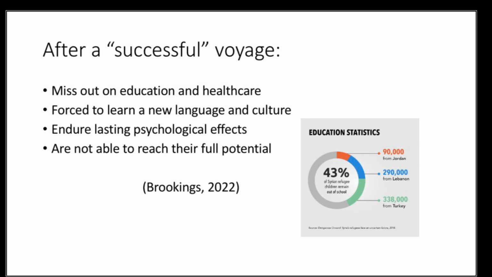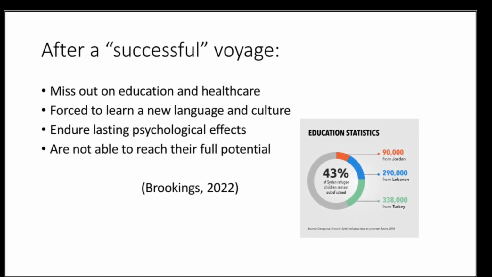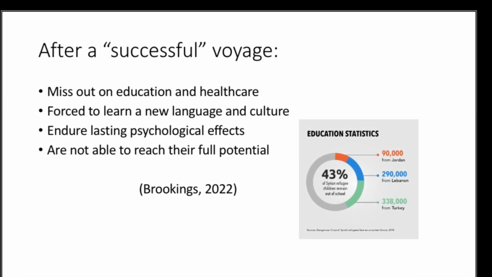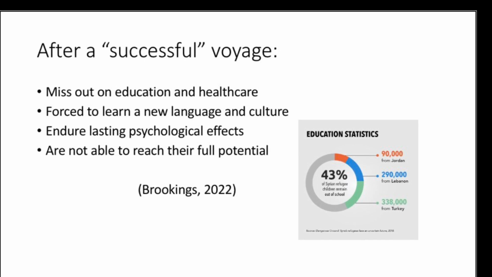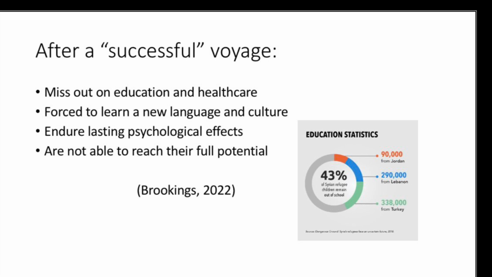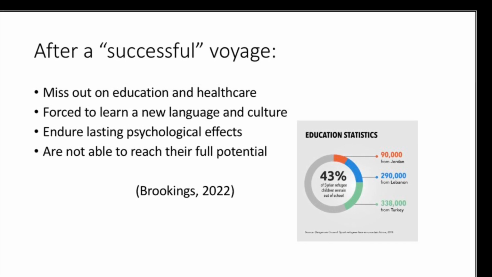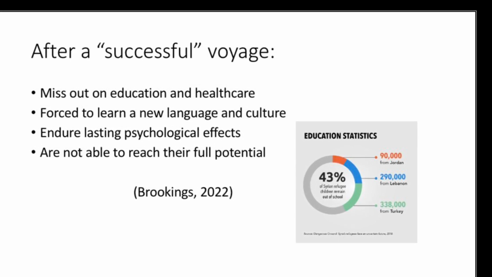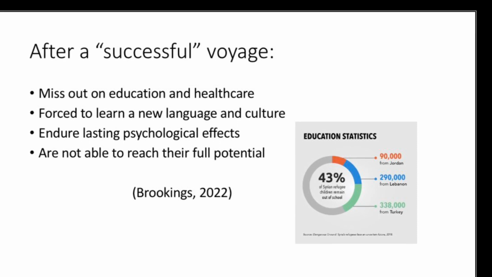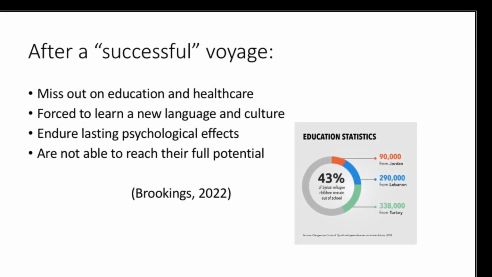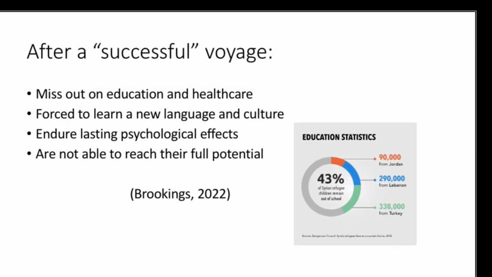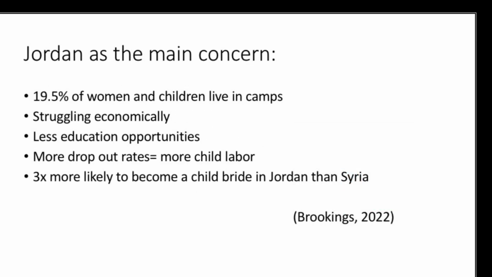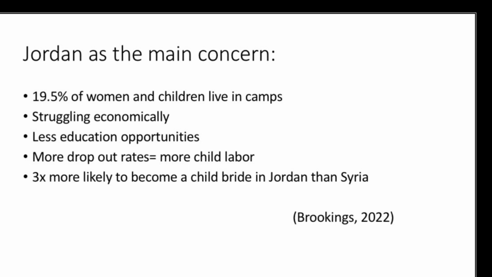They are forced to learn the language and culture of these foreign places, which can result in them enduring lasting psychological effects and not being able to reach their full potential, just because it's really new and a very stressful thing to go through for them. And here in the bottom corner, we have a statistic showing that 90,000% of people from Jordan do not have education access, which is very unfortunate. And there's even less in Lebanon and Turkey. So this is just going to highlight why Jordan is the country that is the biggest concern.